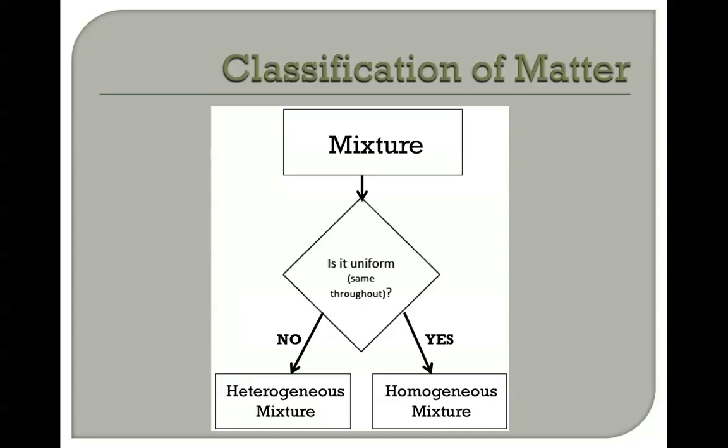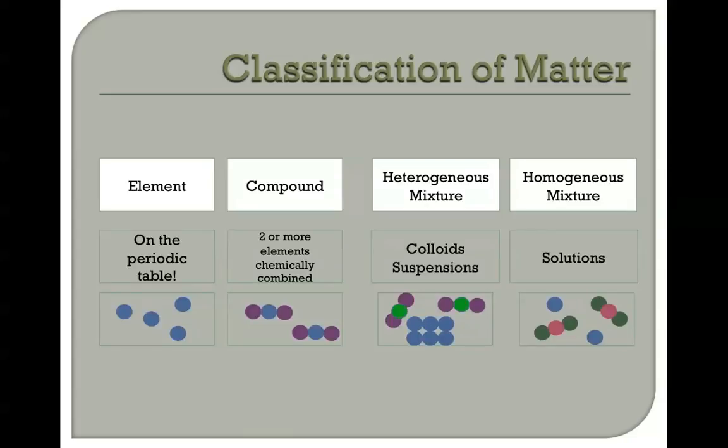So elements cannot be separated by physical or chemical methods. On the mixture side of your paper, you want to ask then, is it uniform or does it look the same throughout? If it's a yes, then you have a homogeneous mixture. If it's a no, then you have a heterogeneous mixture. Alright, so let's just review what we've done in the last two concepts. Elements, you find these on the periodic table. They're going to be the names or symbols of single elements, and the sample should look the same throughout. A compound has two or more elements that are chemically combined, but again, throughout you have the same type of particle just repeated over and over again.